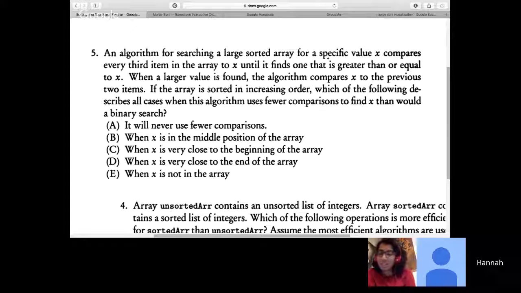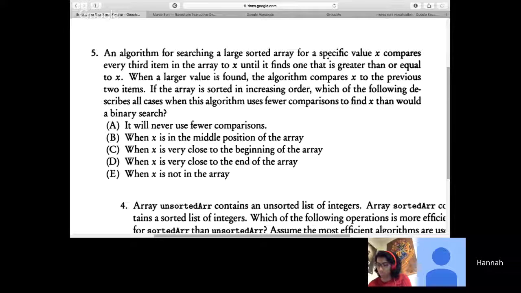Okay, so Dana said, I think the answer is D, but I'm not sure. Okay, so the correct answer to this question is actually C, when x is very close to the beginning of the array. And so when you think about binary search, it is one of the most efficient searching algorithms, because instead of going through the whole array every single time to look for your specific value, you're going to keep cutting the problem in half each time.